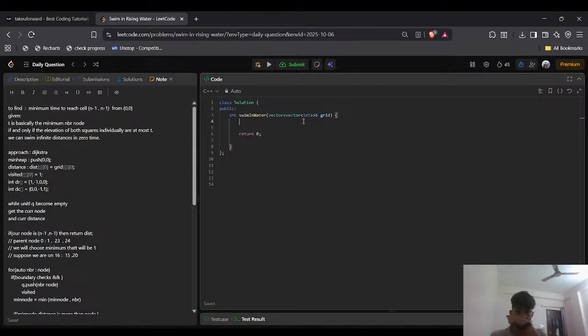What we need: a main heap, a distance array, and a visited array. For the main heap, a priority queue, PQ. In particular, we just need pairs. We need pairs actually, so we can have pairs. Then we have a vector with pairs. Then we have greater with pair.